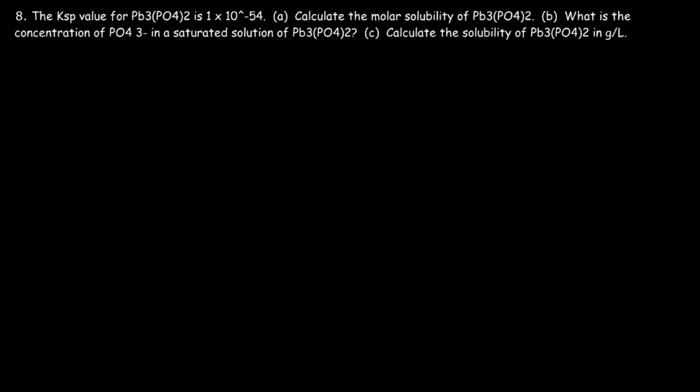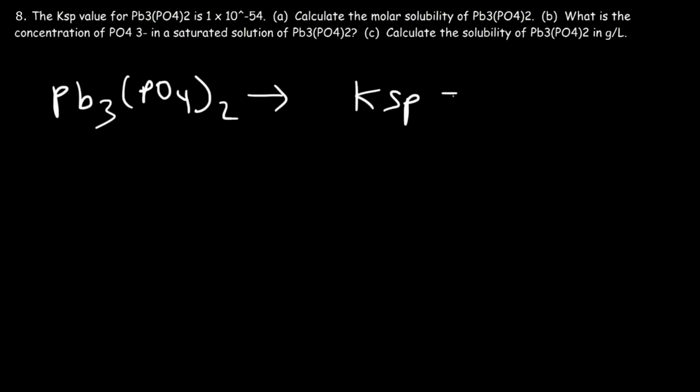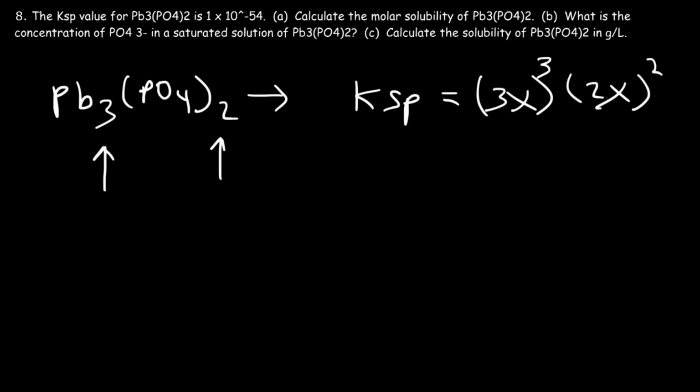The KSP value for lead phosphate is 1 times 10 to the negative 54. Calculate the molar solubility of Pb3(PO4)2, lead 2 phosphate. So let's use the shortcut method. Let's write an equation that relates KSP to X. So notice that the subscript for lead is 3. So it's going to be 3x to the third power. And for phosphate, it's 2. So it's going to be 2x raised to the second power.